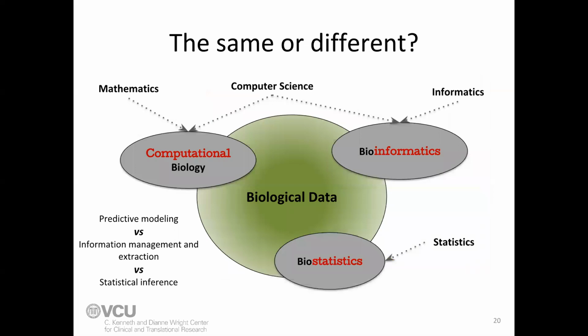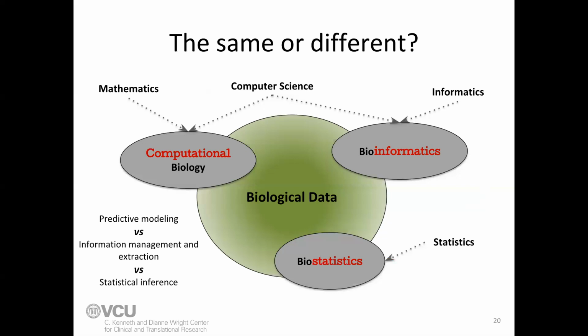This slide is just to go over 3 fields that very commonly get confused and interchanged. And to me, they're 3 different fields. So there's computational biology and bioinformatics. When I first started in bioinformatics, I kind of thought these were the same thing. They were synonyms for each other.